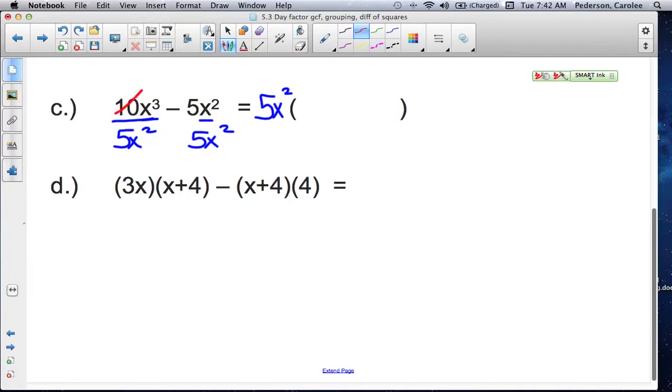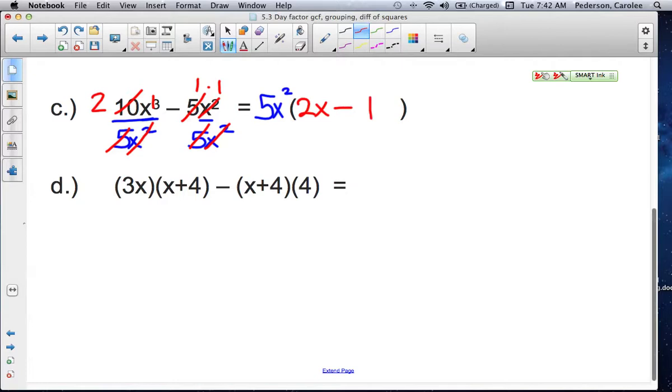So 10 divided by 5 is 2. And then I divided x squared out, so that cancels, and now I'm left with a 1. So now I'm left with 2x to the first. Next term, 5 divided by 5 is 1. x squared divided by x squared is 1. 1 times 1 is 1.